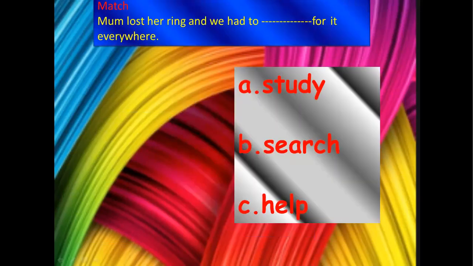Mom lost her ring and we had to search for it everywhere. When your mom or my mom or anyone loses something, of course we have to what? Search, look for it everywhere. Of course we can use Google search because we always look for certain things or certain pieces of information, or when we Google about things we are searching. So search means to look for.